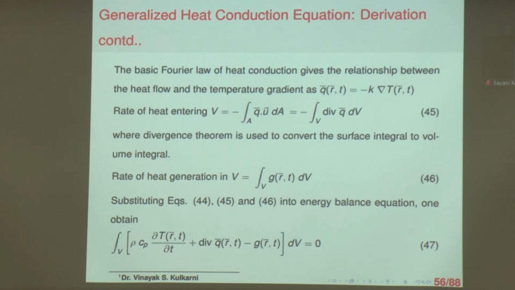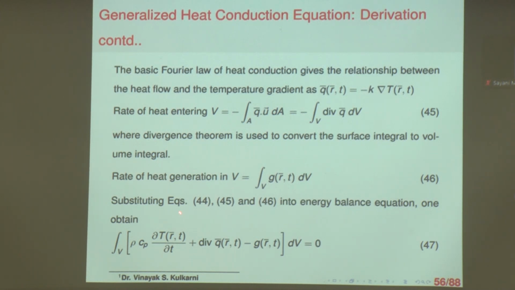By using the Gauss divergence theorem from vector calculus, I can write the integral of q bar dot u bar as the integral of the divergence of q bar, where u is the unit vector. And now the heat generation: if G represents the heat generation within the small volume V, then the total heat generation within that volume, again, I will have to integrate over the volume V.